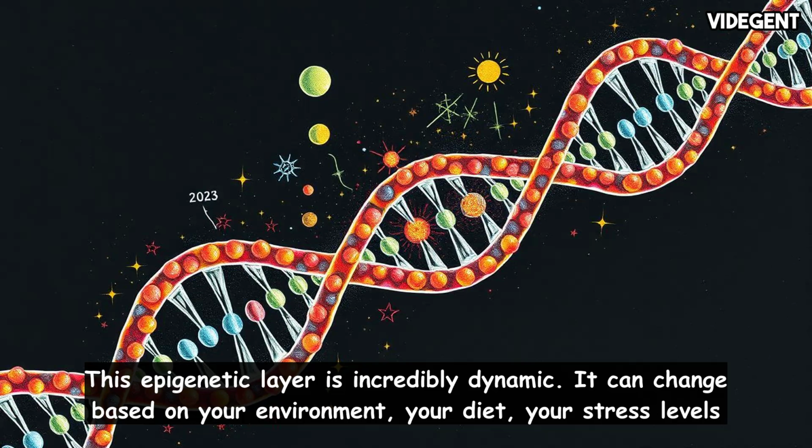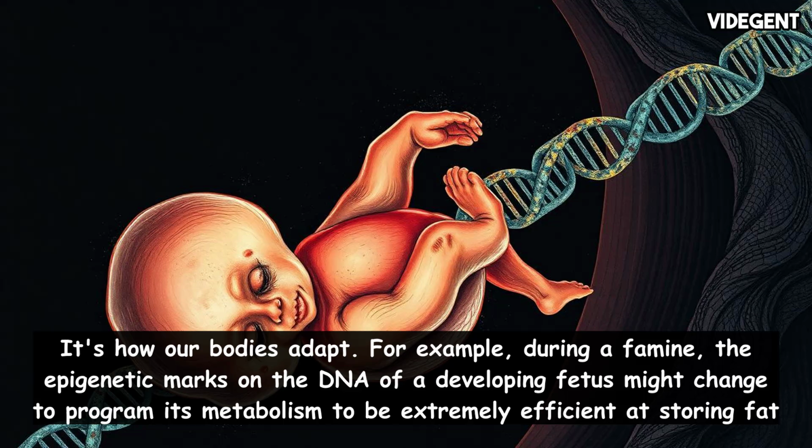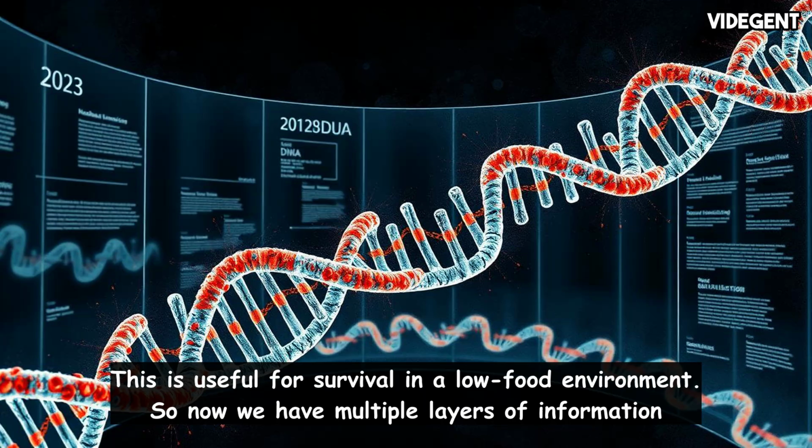This epigenetic layer is incredibly dynamic. It can change based on your environment, your diet, your stress levels. It's how our bodies adapt. For example, during a famine, the epigenetic marks on the DNA of a developing fetus might change to program its metabolism to be extremely efficient at storing fat. This is useful for survival in a low-food environment.